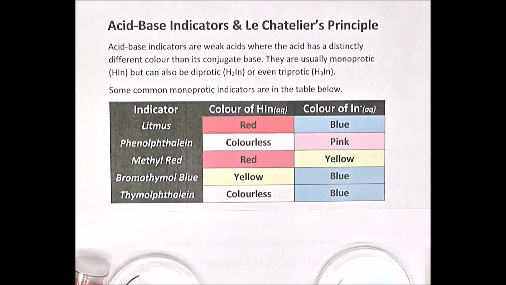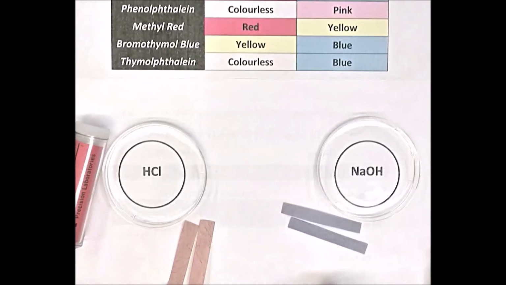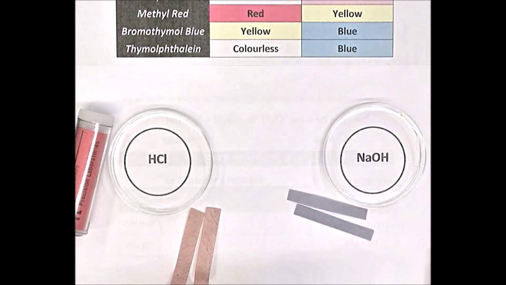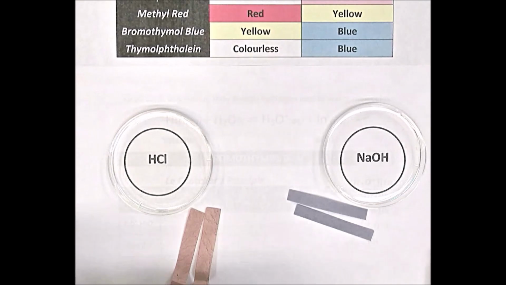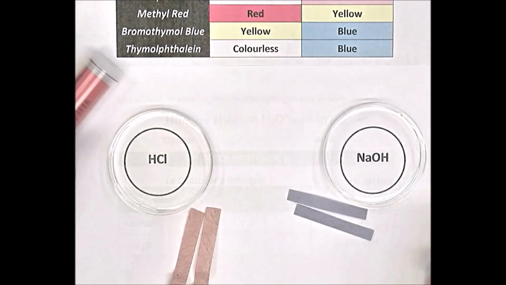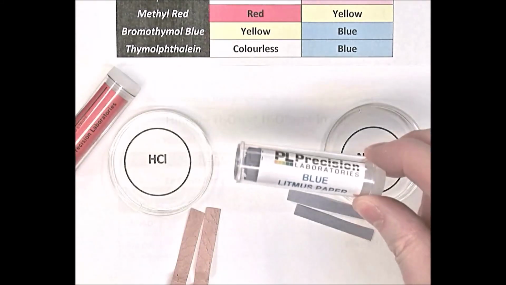I've got two little petri dishes here with hydrochloric acid and sodium hydroxide. Hydrochloric acid is a strong acid, and it's in this little dish. It's 0.1 molarity, so it's reasonably concentrated. I've got some red litmus paper. I've taken out a couple of pieces, and I've got some blue litmus paper. I've taken out some pieces as well.